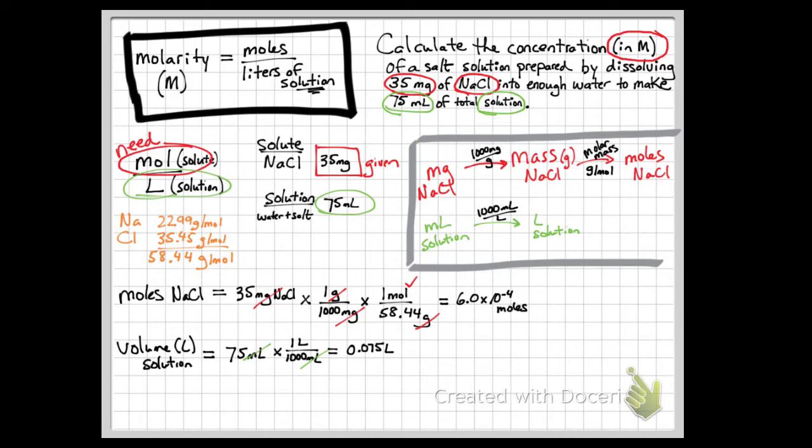Okay, so now it's a simple matter of substituting into our definition for molarity, which is moles of solute over liters of solution. We have both those quantities. So concentration and molarity for sodium chloride is equal to 6 times 10 to the minus 4th moles divided by 0.075 liters, and that is 0.0080, or 8 times 10 to the minus 3 moles per liter, or 8.0 times 10 to the minus 3 molarity.